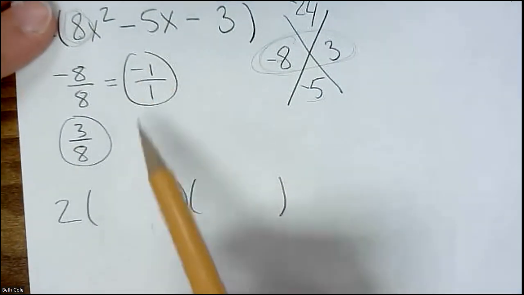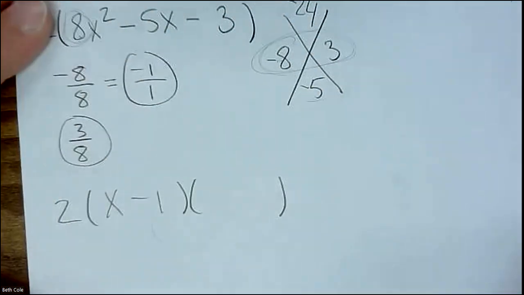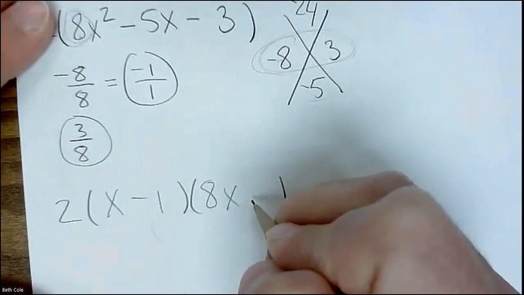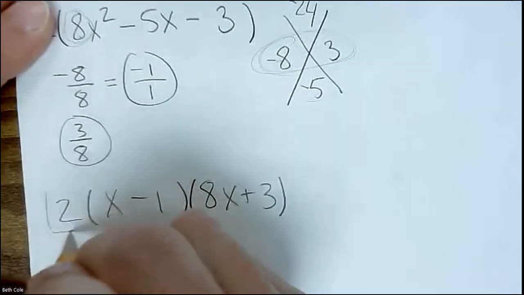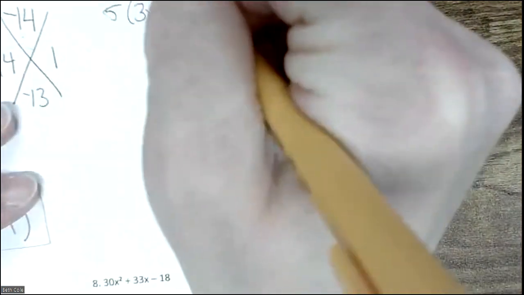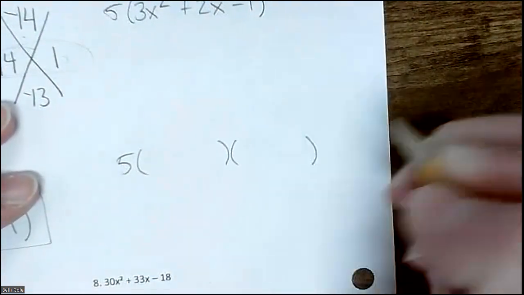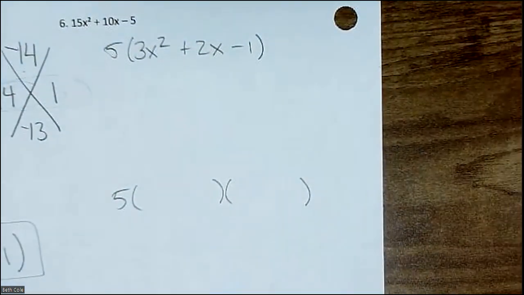So what do we do for this one? What'll go in the first parenthesis? X minus 1. Perfect. 8x plus 3. Yep, good, you got it. All right, this is what you should have had for the first step. Taking out the 5. Did that part go okay?